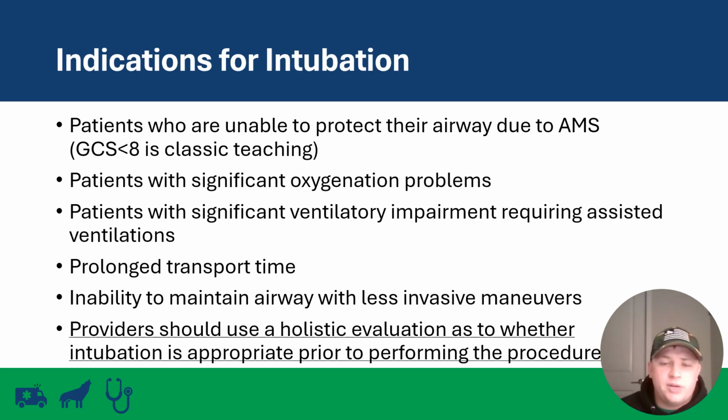So here's some general indications for intubation. Now this is straight from the PHTLS textbook. So you have patients who are unable to protect their airway due to altered mental status. Common teaching you'll see is a GCS of less than 8. Now, obviously, this isn't always the case, but especially in the traumatic patient or a patient with TBI, it is a fairly accurate assessment tool. Patients with significant oxygenation problems, patients with significant ventilatory impairment that require assisted ventilations. Prolonged transport times are huge.